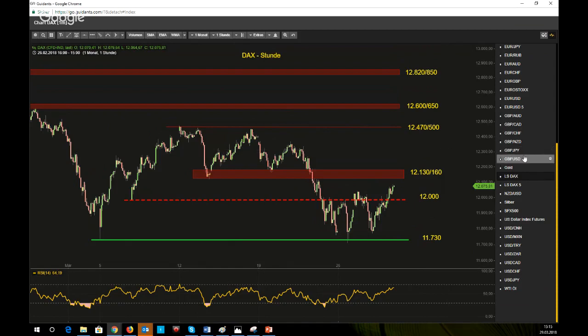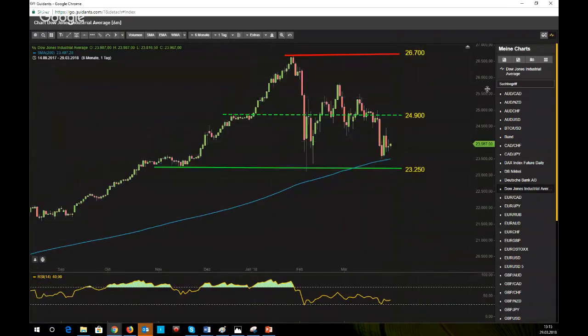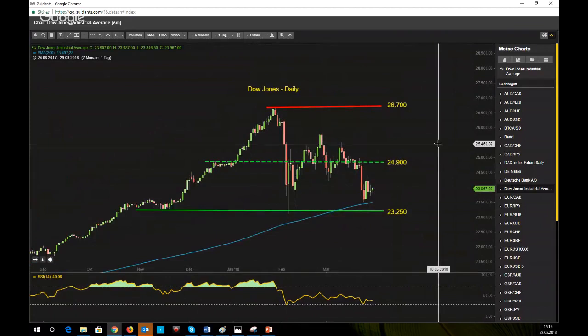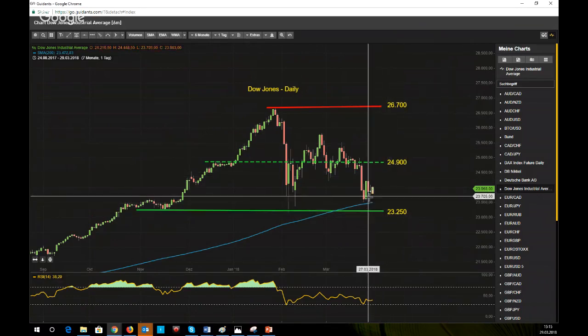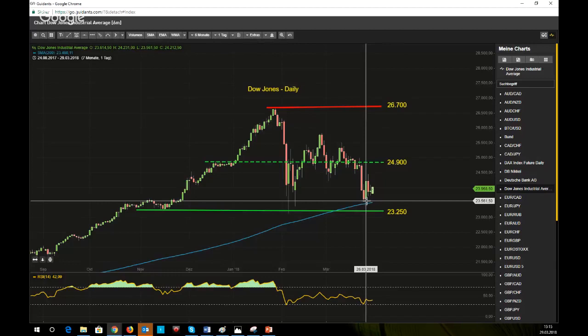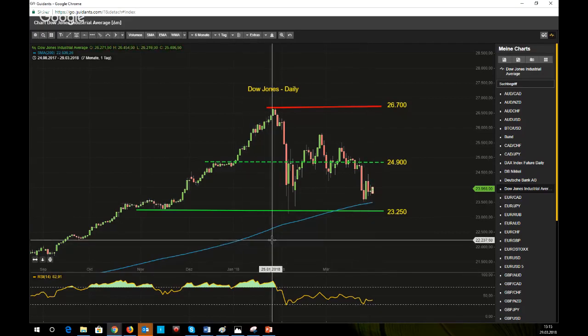With this said, you can already imagine that my outlook for US equity markets is probably not that negative. I think it's quite solid what we can expect. In the Dow Jones, for example, at the beginning of the trading week, we saw a quite strong reaction against this region here, around this blue line, which is the 200 simple moving average.